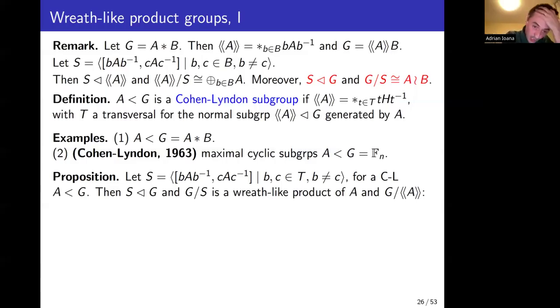So take S to be the group generated by the commutators of all the conjugates of A, that is, [A, bAb^-1], [A, cAc^-1], where these are different conjugates in the free product decomposition of the normal closure of A. Then, in the same way we noticed in the remark, you can see that S is not only a normal subgroup of the normal closure of A, but it's also a normal subgroup of G.